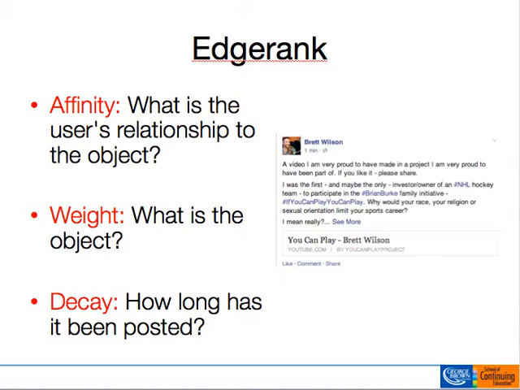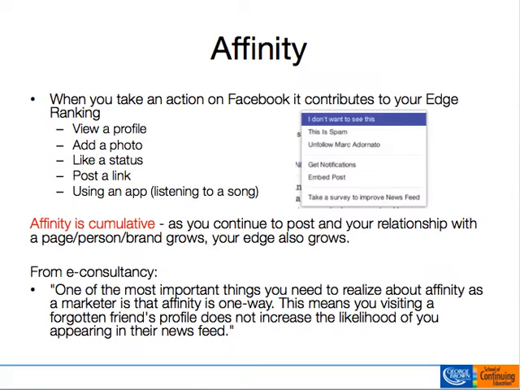Weight is the type of object. So is this a picture? Is this a link? And decay, how long has the content been posted? And decay actually changes. You won't necessarily always see the most recent posts on your Facebook newsfeed. You'll see a combination of the most recent posts combined with the type of post it is, whether it's an image, a link, etc., and how important that post is to you based on your relationship to the object. And we're going to go through all 3 now in more specific detail.